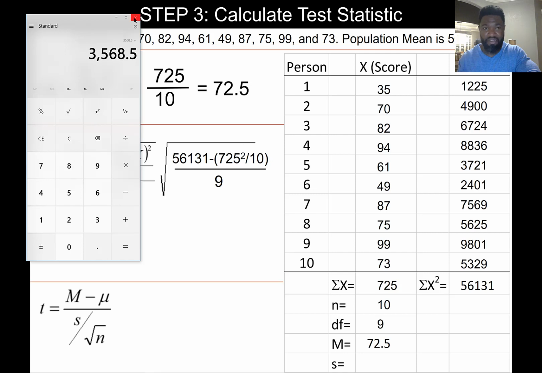And we're going to divide that number by 9, right? So that gives us 396.5. 396.5 is what we're going to write down there. And I believe we can just hit the square root of that. Okay, yeah, we can just hit the square root. And that gives us 19.91, which is in fact our answer.